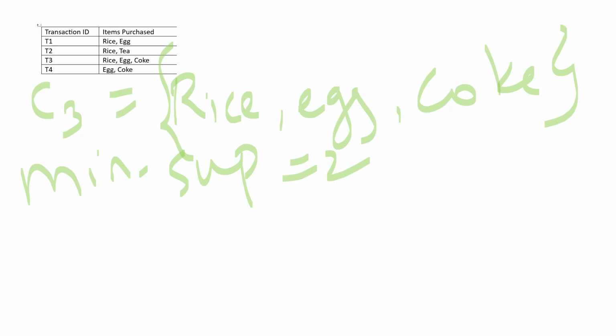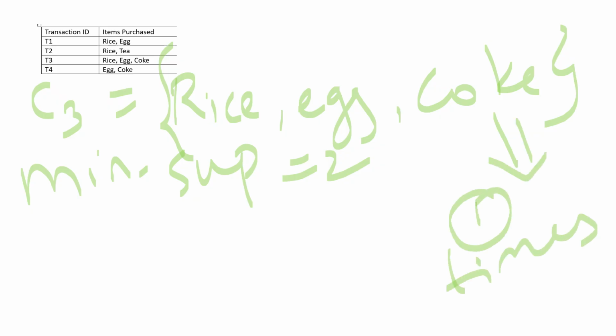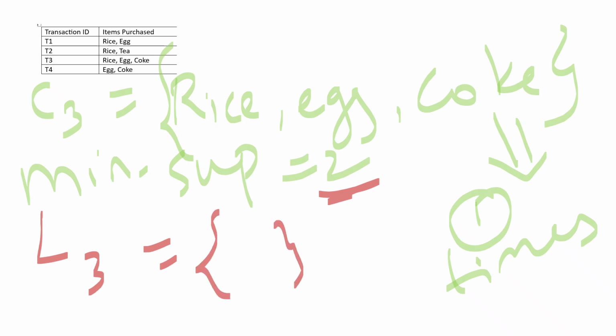Rice, egg and coke. So this is available only in the transaction 3 and this occurrence is only one time. But we need minimum support 2. So this does not satisfy it. So that my L3 is empty. Why my L3 is empty? Even though I'm having 3 items in the C3, this does not satisfy my minimum support according to the given transactions. So my L3 is empty.